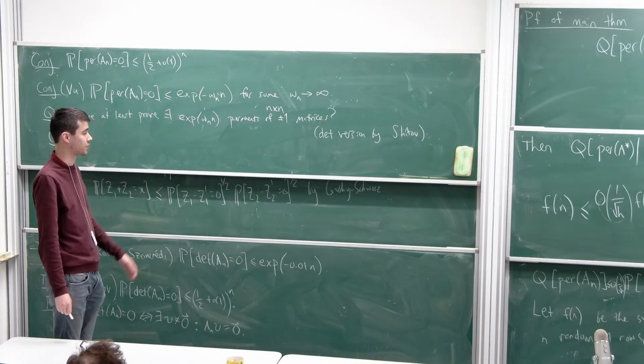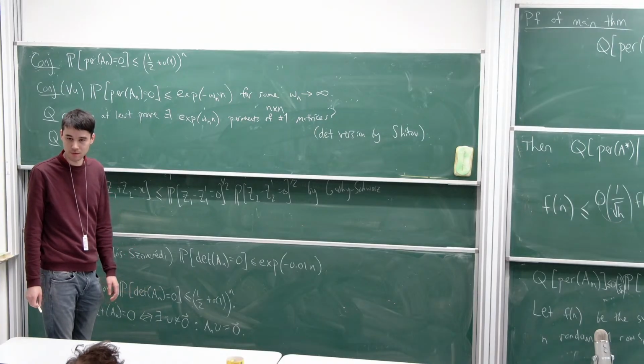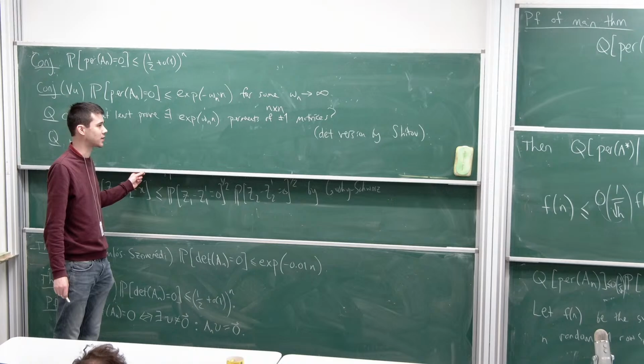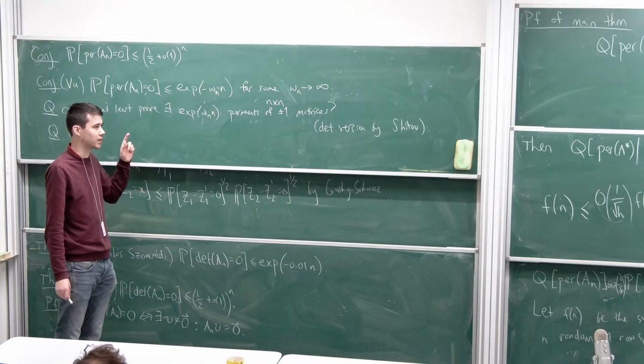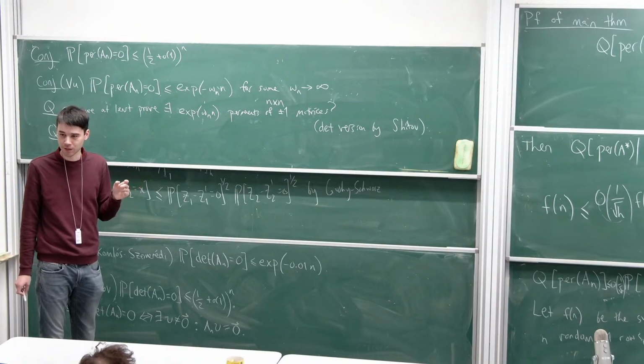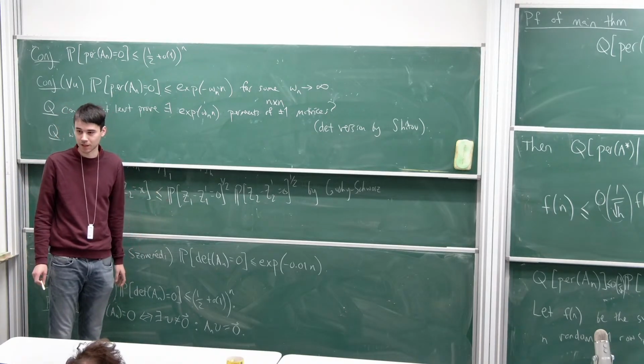Right, and you could also ask this for 0-1 matrices, and I think that's also open. So the Beraldi-Newman theorem is that you can get every integer between 0 and 2 to the n as the permanent of some 0-1 matrix. But presumably the true answer there is also super exponential.